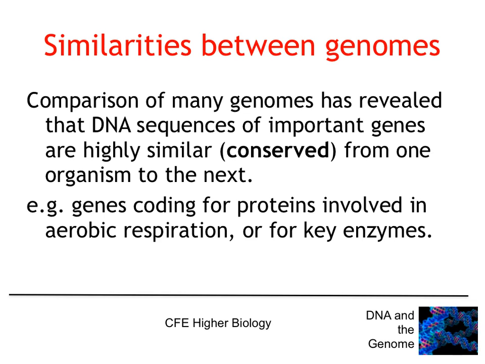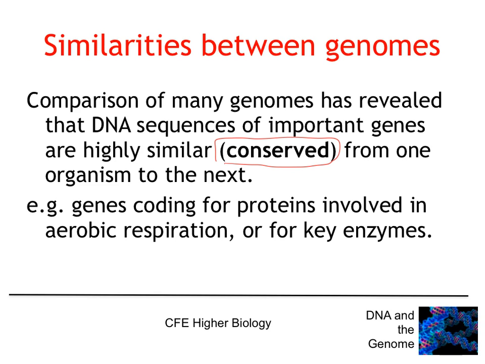So this study of comparing these genomes has actually uncovered the fact that between different organisms, DNA sequences of important genes are very similar from one organism to the next. And these are known as conserved genes. Examples of these are genes that code for proteins involved in aerobic respiration or for key enzymes. So it means that the close comparison of genomes has revealed important similarities.